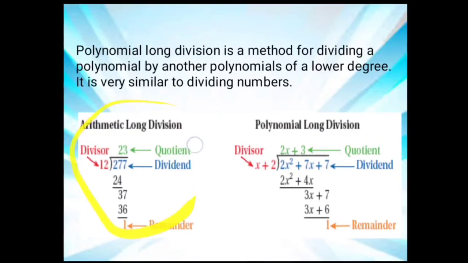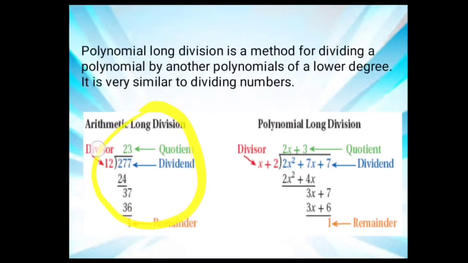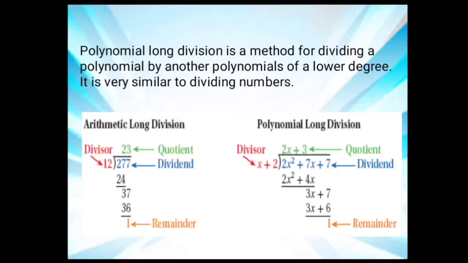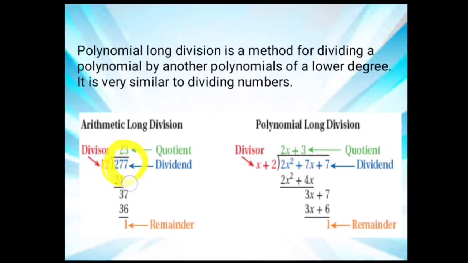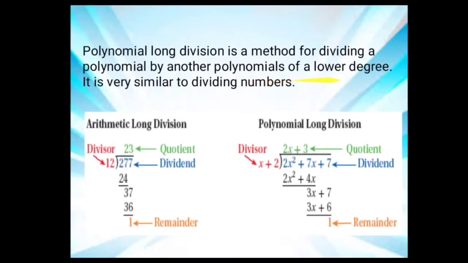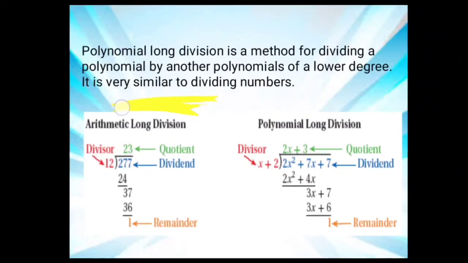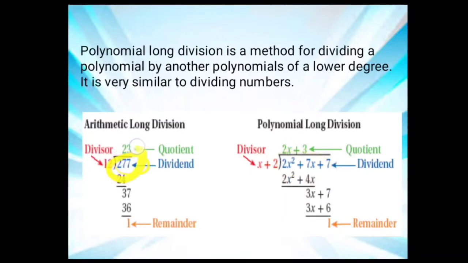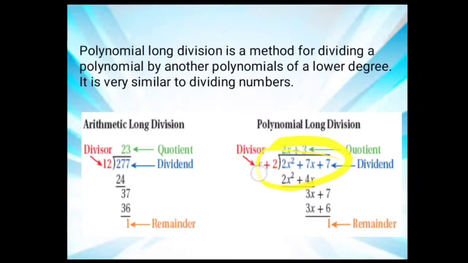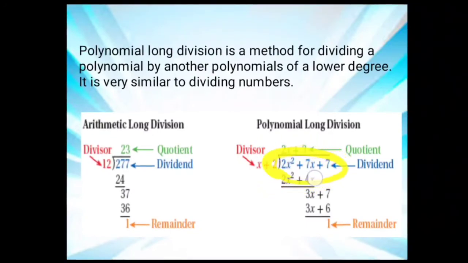As you can see, we have here arithmetic long division. So here we are dividing the numbers. As you can see, we have 277 divided by 12. It says that dividing polynomials using long division is very similar to dividing numbers. So take a look at this. We have here the dividend, then divisor. Therefore, here, we are dividing 2x squared plus 7x plus 7 by x plus 2.